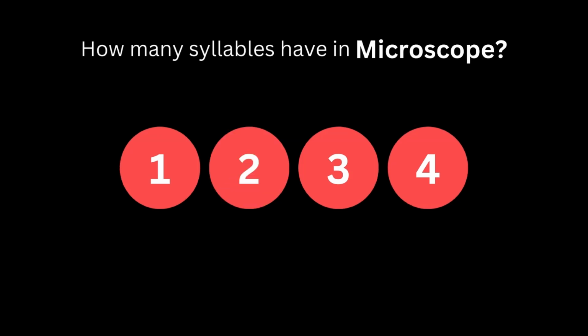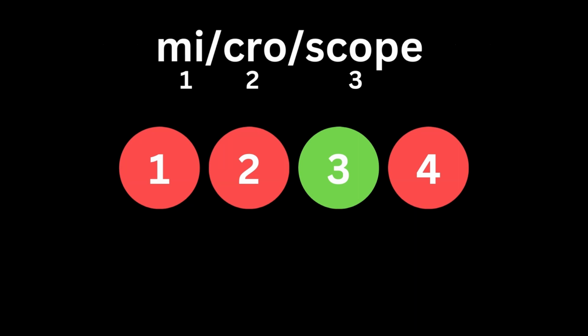How many syllables are in microscope? Mi, cro, scope. There are three syllables in microscope.